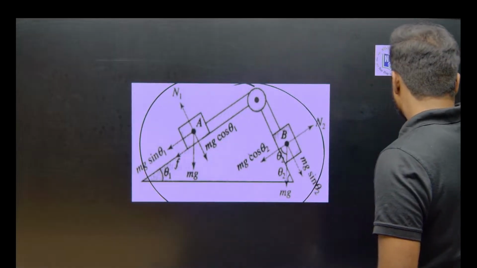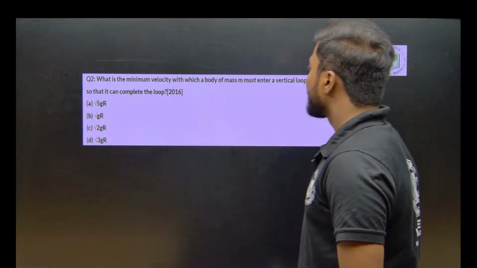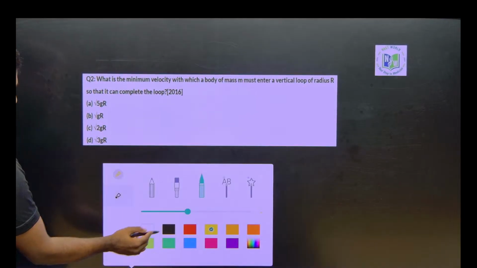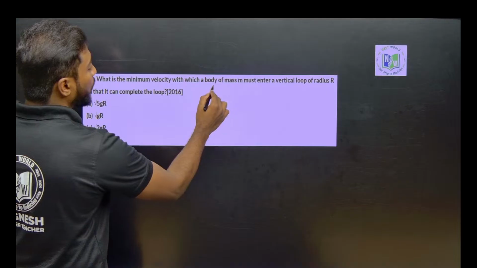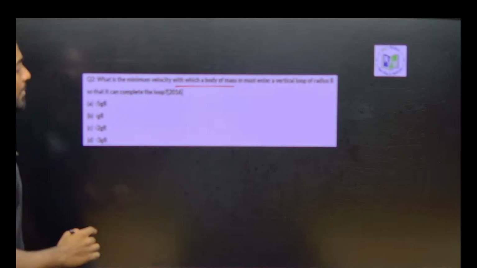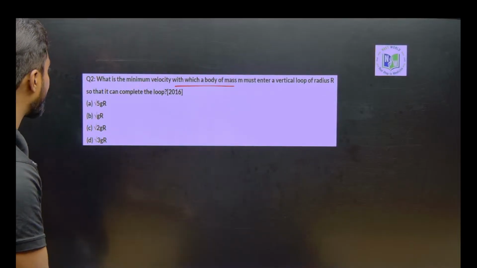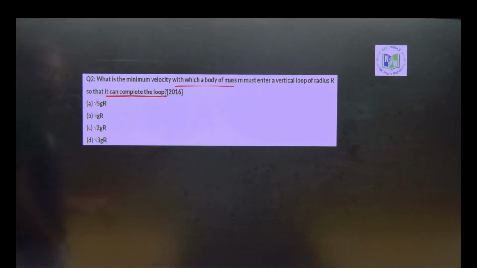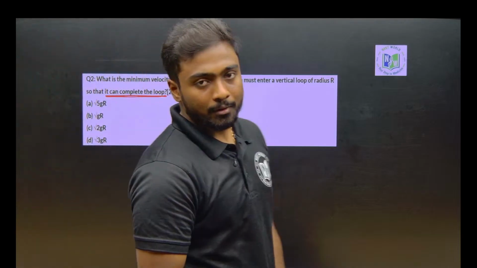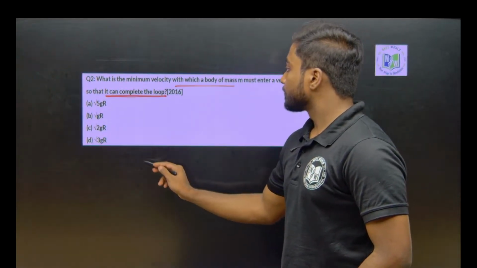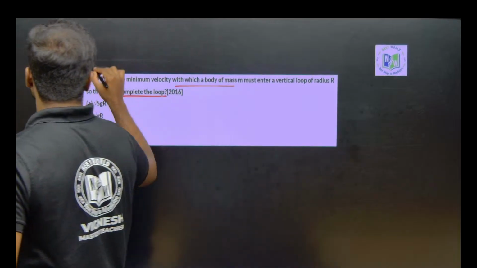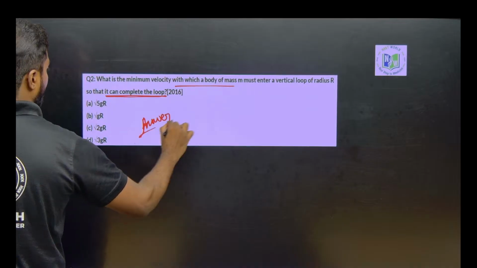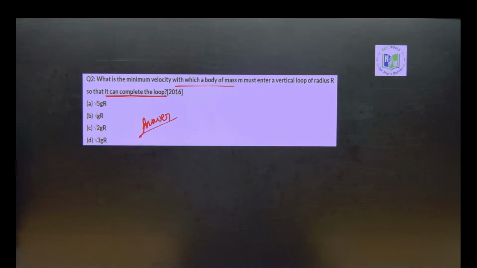Okay, so the next thing is, what is the minimum velocity with which a body of mass m must enter a vertical loop of radius r so that it can complete the loop? So this is a direct question, right? Yes or no? It's a direct question. Can you give the answer for this question? What is the answer for this question, guys?